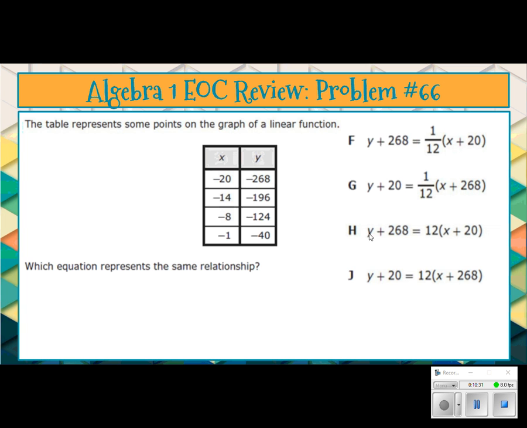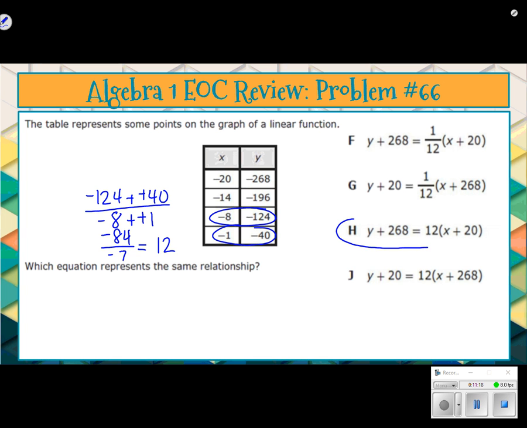So what I want to do is I want to figure out the slope. So let's do, we'll do these 2 points. So we'll do negative 124 minus negative 40 over negative 8 minus negative 1. So that's over negative 7. So a negative 84 divided by negative 7 is a positive 12. So that's going to lead me to choose H.